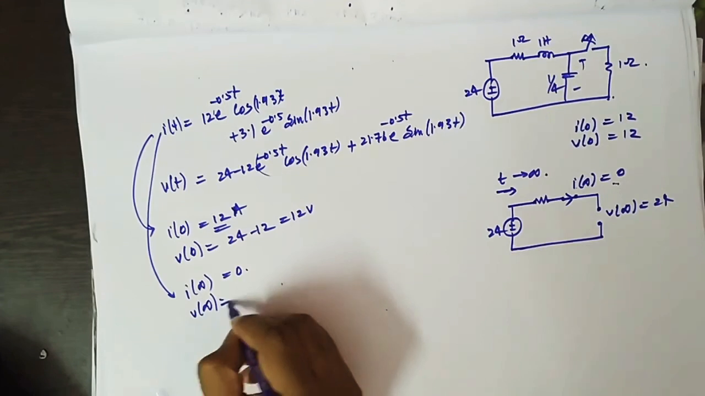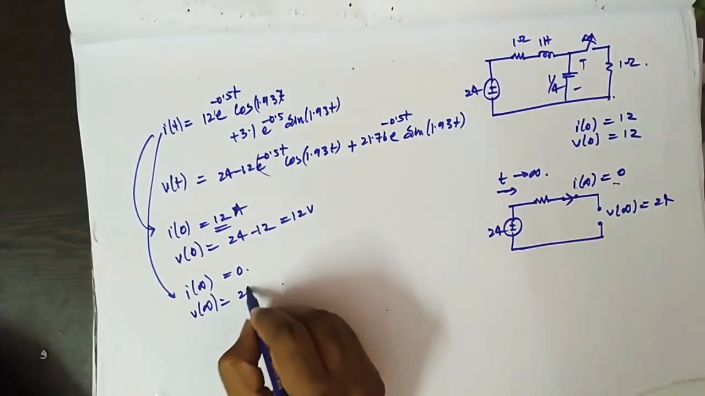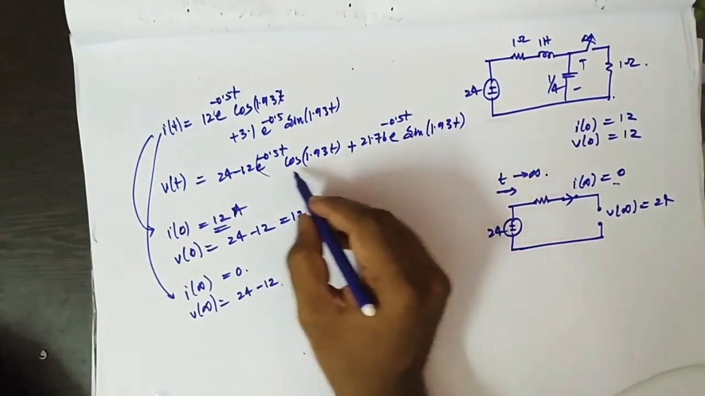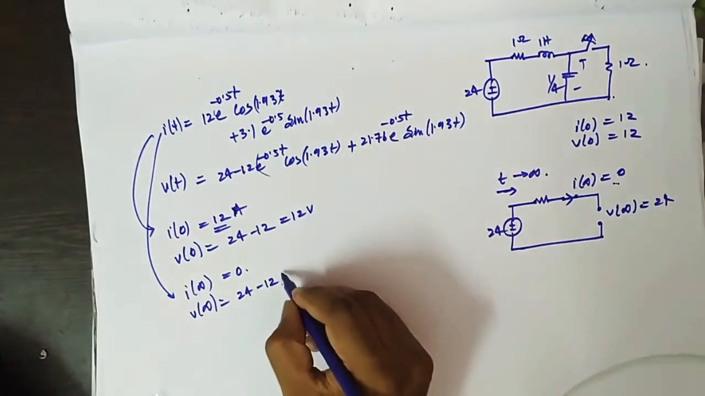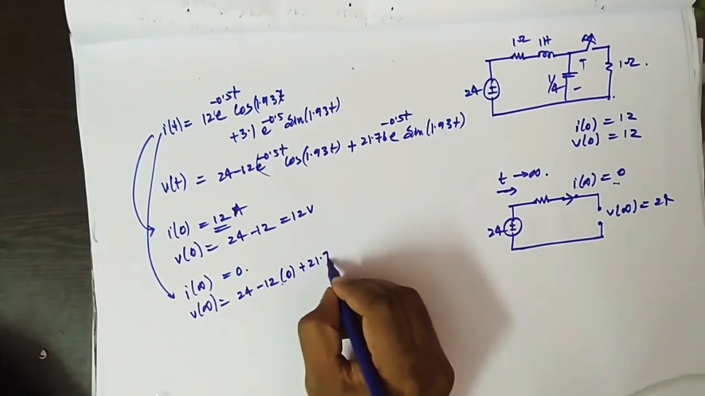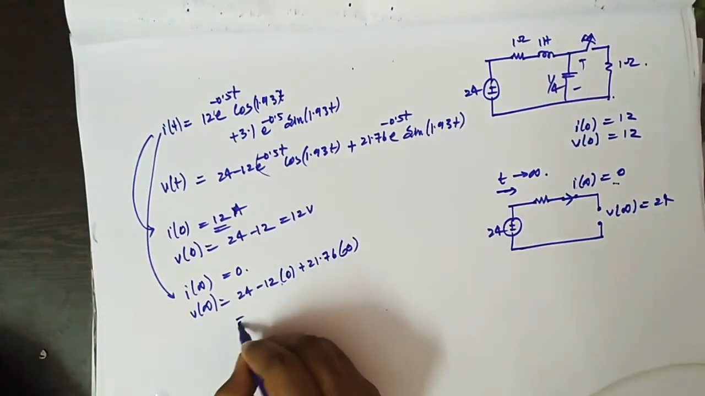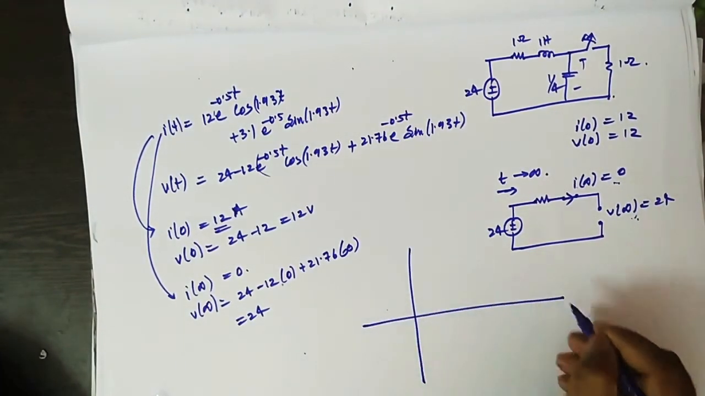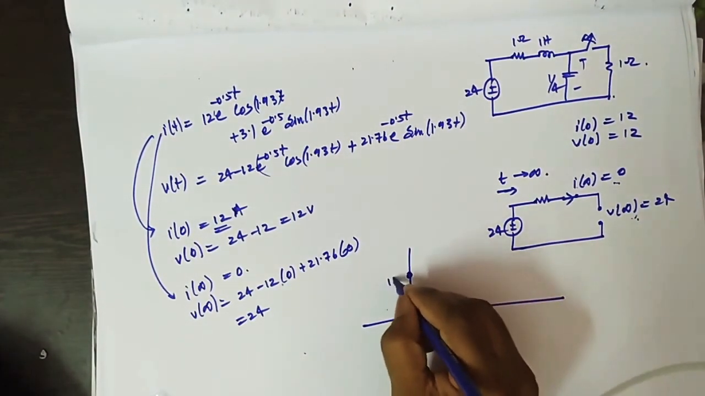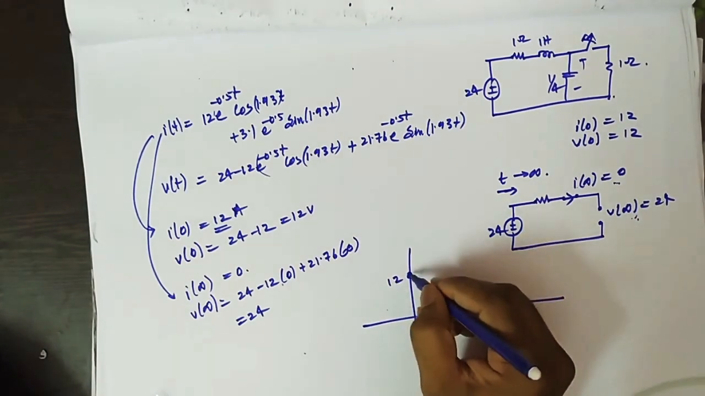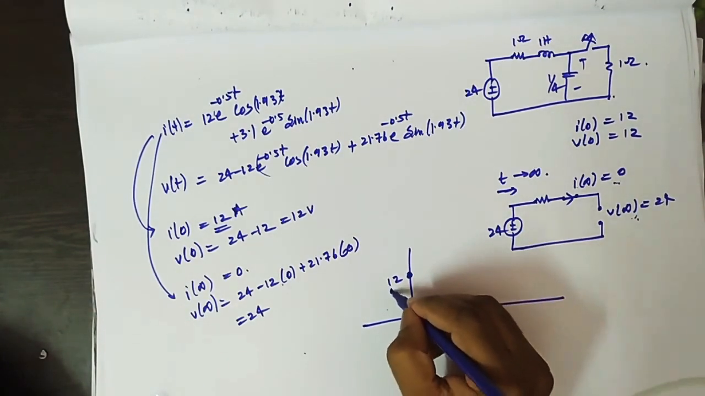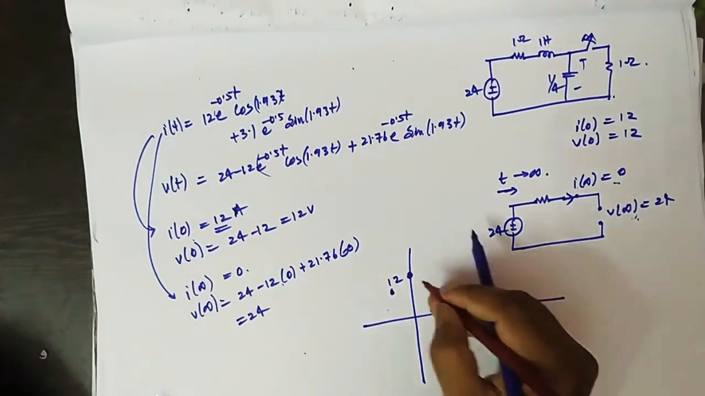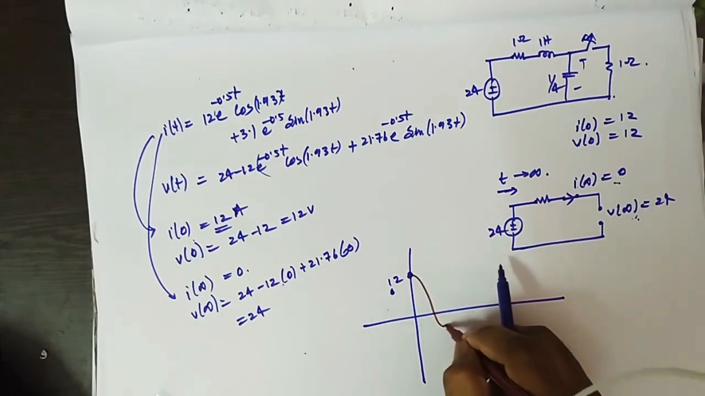And V of infinity equal to what? So 24 minus 12 into e power infinity, which is 0. This term becomes 0, plus 24.76 e power 0. So this is 24 you will get. Now the curves we obtained here: the initial value of the current is 12 amps, and the final current is 0, so the current getting to 0 will be represented like this.